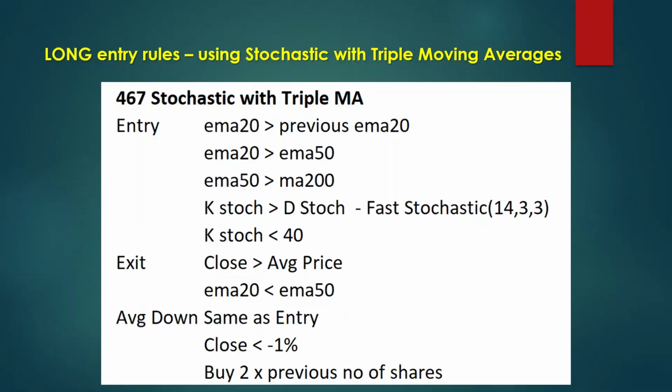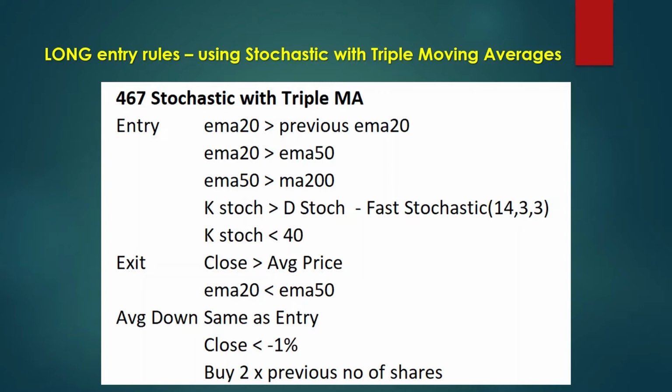Here are the trading rules for the stochastic with the triple moving average. We enter when the exponential moving average 20 is greater than the exponential moving average 50, and the EMA 50 is greater than the moving average 200, and the K line of the stochastic is greater than the D line. Again, we're using the stochastic of 14.3, and the K stochastic line must be less than the value of 40.